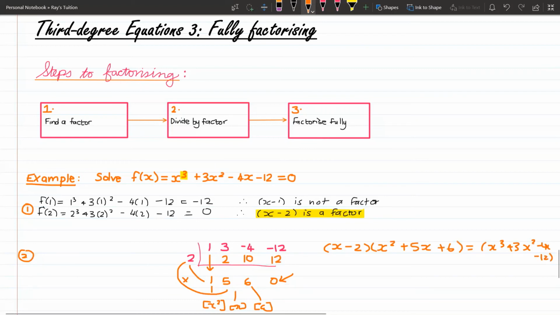So then the last step is to factorize fully by factorizing this last bit, which we can see is a trinomial. So this here is x minus 2, and the factors of the trinomial are x plus 2 times x plus 3. That will give us that, and that's equal to 0. That means that x is equal to 2, or x is equal to minus 2, or x is equal to minus 3. And there we have fully factorized and solved a third-degree equation using the 3 steps.